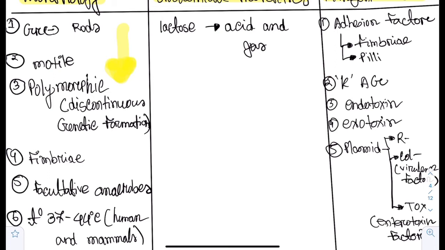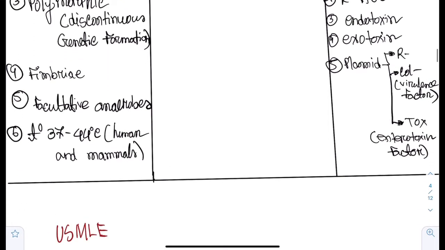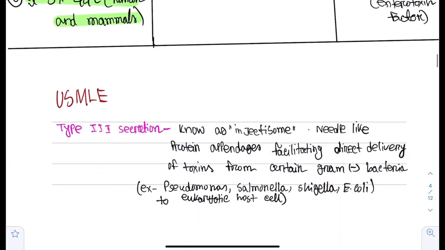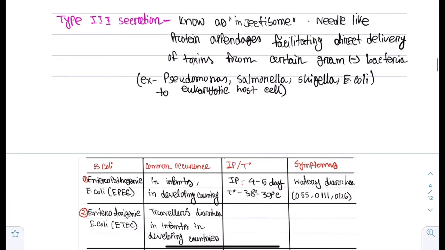to emphasize is E. coli is the only bacteria which actually ferments the lactose properly and produces acid and gas. And here you can see the same plasmids, and these are the temperatures which are needed for the bacteria to grow in humans and also mammals. And here is another USMLE content, which is the type 3 secretion.